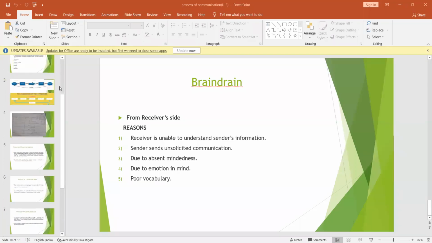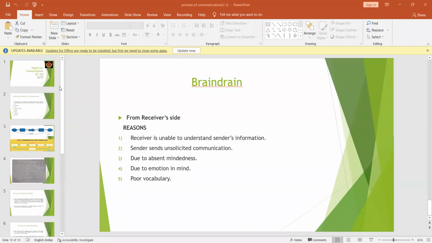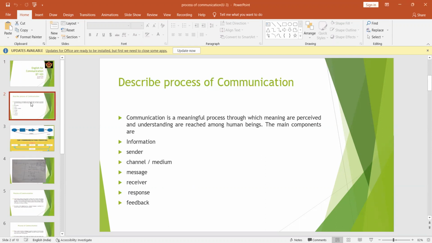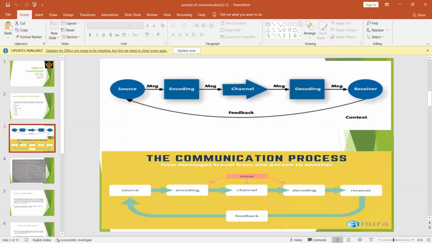What is process of communication? Process of communication means whenever we are doing the communication, that communication needs a process to move on. Okay, what is that process? In that process, we need some components called information, sender, channel, message, receiver, response, and feedback. Okay, these are the components we require for the process of communication.